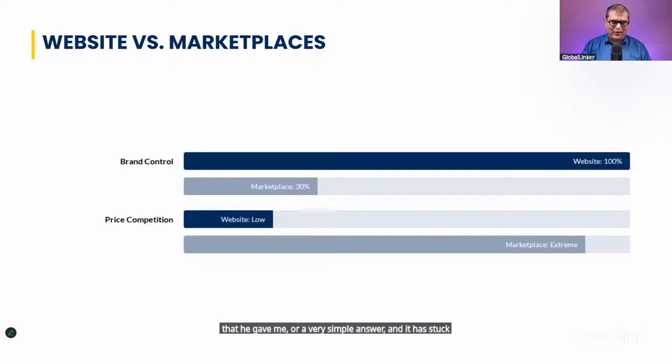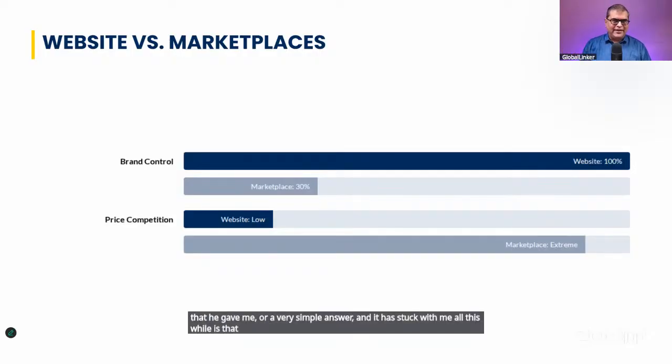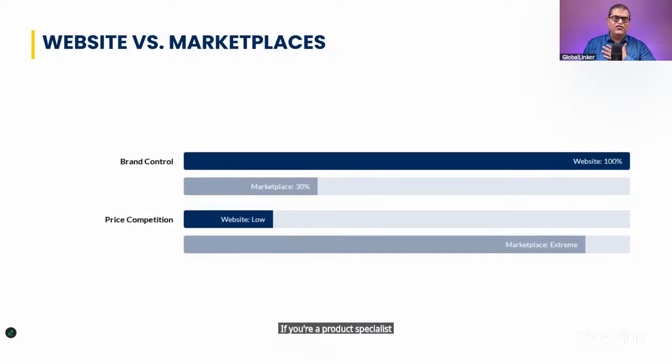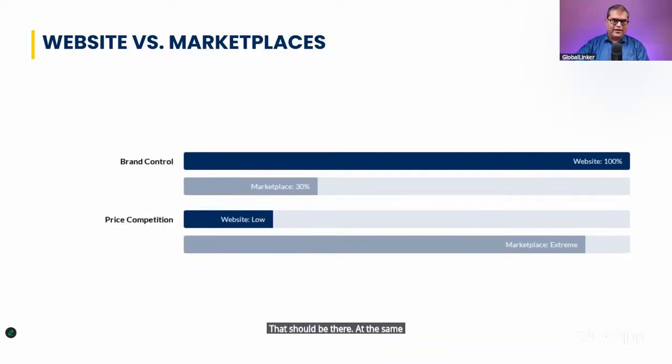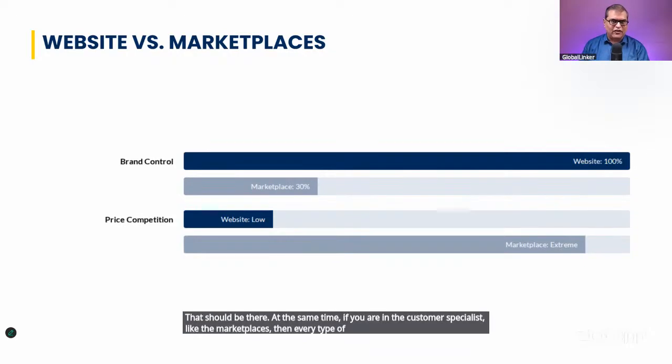A very simple answer that he gave me, which has stuck with me all this while, is that you can either be a product specialist or you can be a customer specialist. If you're a product specialist, meaning sellers like us, then wherever my customer touch points are, it is my duty to be present there. If my customer is on a marketplace, it's my duty. If the customer is on the internet looking for my website, I should be there. At the same time, if you are a customer specialist like the marketplaces, then every type of product that your customer wants should be there with you. So that's the other part of it.